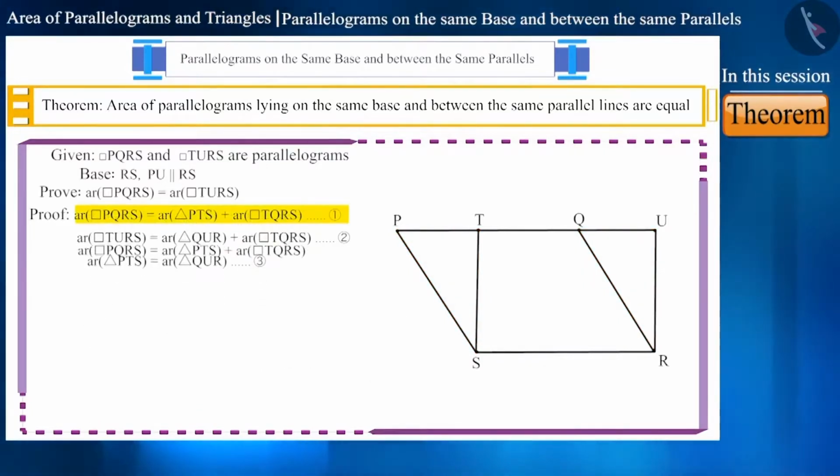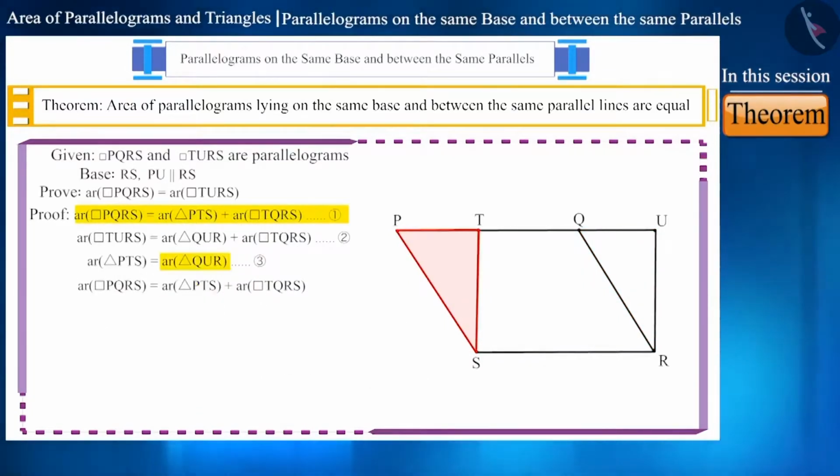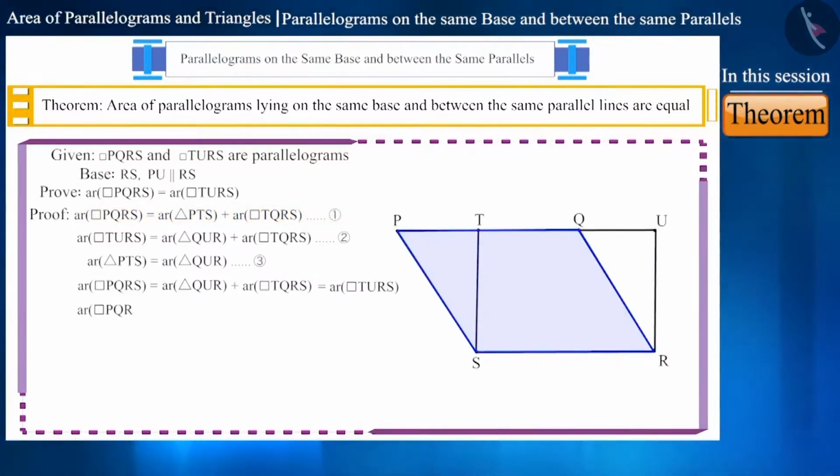Now in equation 1, if we place triangle QUR instead of triangle PTS, then the equation will become, and by joining the two areas on the right, we will get the area of TURS. Therefore, area of PQRS is equal to area of TURS. And thus, we have also proved mathematically that the areas of parallelograms lying on the same base and between the same parallel lines are equal.